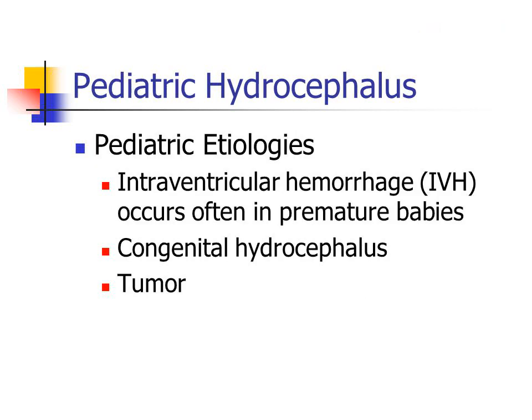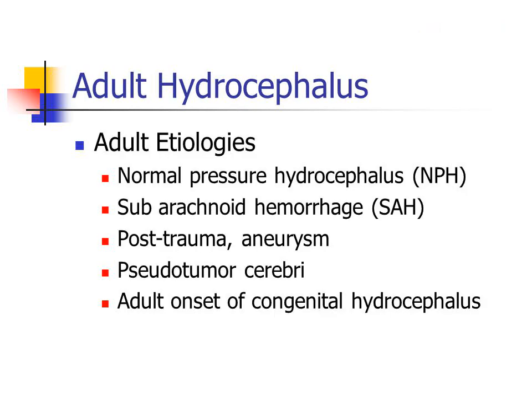Pediatric etiologies: intraventricular hemorrhage, IVH, occurs often in premature babies. Congenital hydrocephalus. Tumor. Adult hydrocephalus, adult etiologies: normal pressure hydrocephalus, NPH. Subarachnoid hemorrhage, SAH. Post-trauma, aneurysm. Pseudotumor cerebri. Adult onset of congenital hydrocephalus.